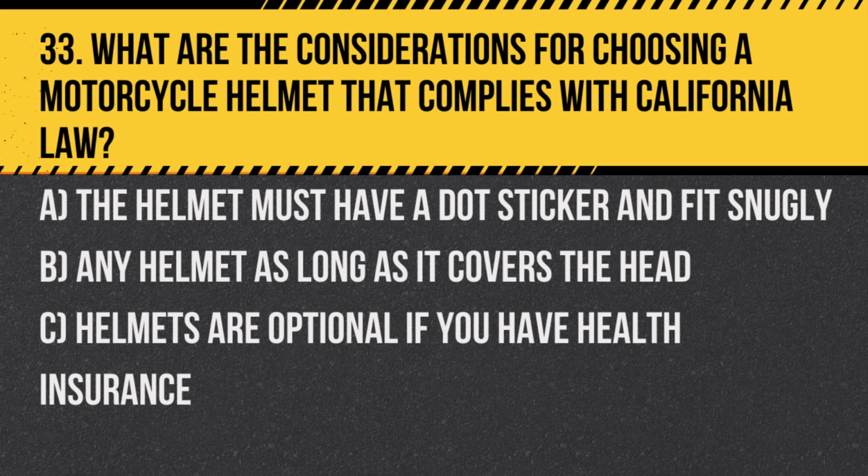Question 33. What are the considerations for choosing a motorcycle helmet that complies with California law? A. The helmet must have a DOT sticker and fit snugly. B. Any helmet as long as it covers the head. C. Helmets are optional if you have health insurance. Answer: A. The helmet must have a DOT sticker and fit snugly. This ensures the helmet meets safety standards and provides adequate protection.